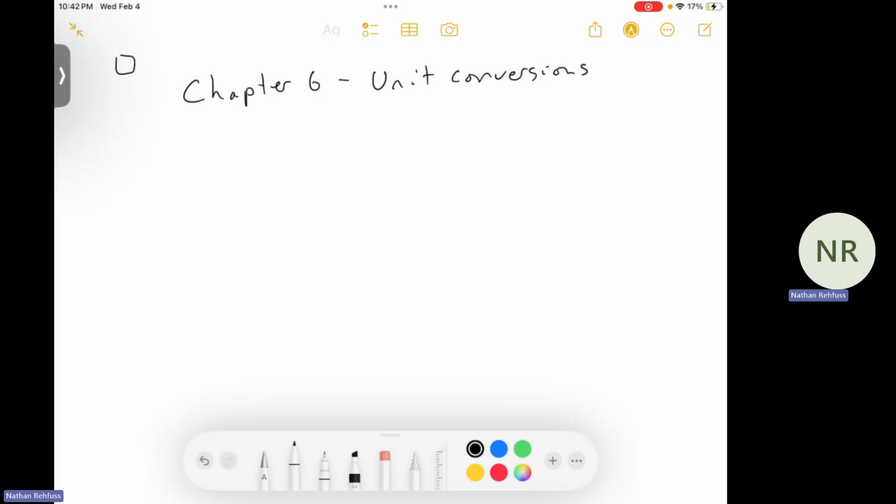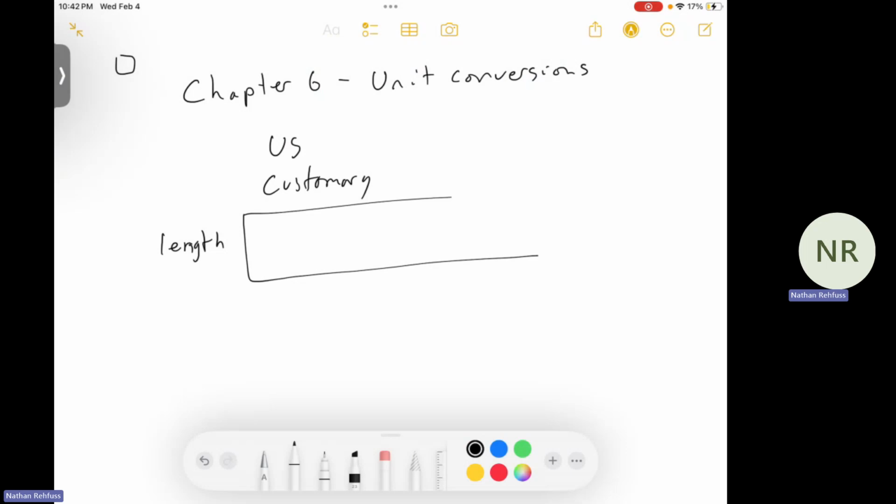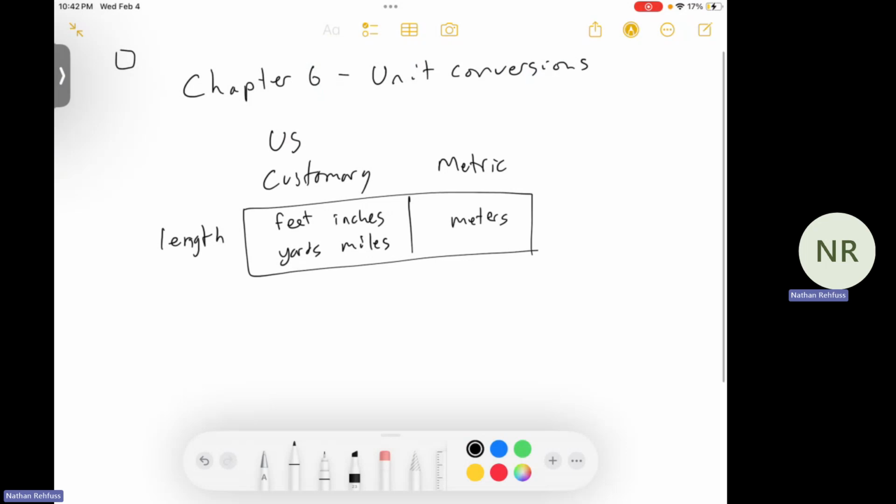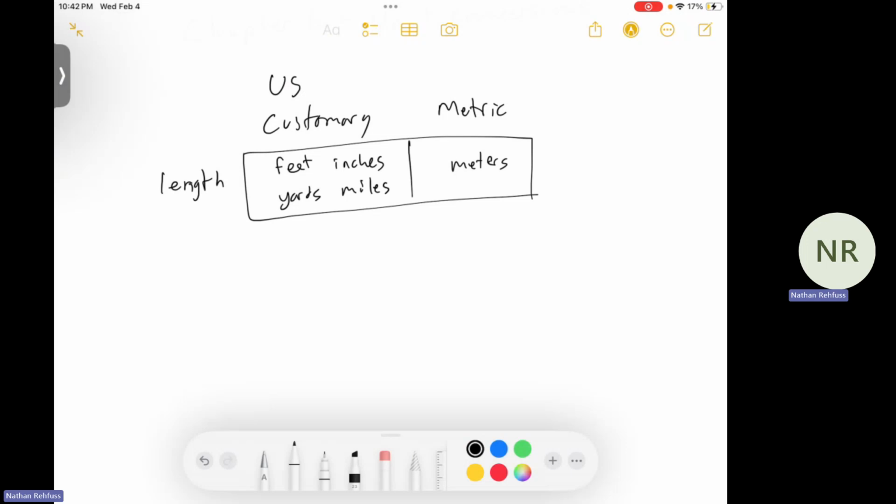So in the United States, we use the customary system. So we would measure length in terms of feet, inches, yards, and miles. Most of the rest of the world uses the metric system, where they measure length in meters. So a meter is about the same length as a yard. It's a little bit more than 3 feet.